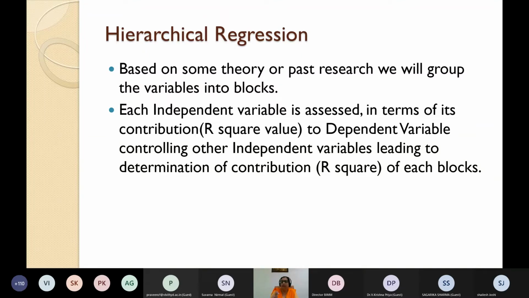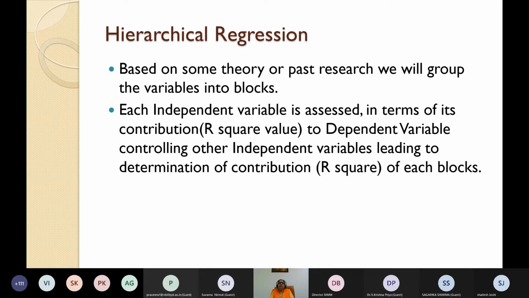As I said, when one variable enters, what's going to be the change in the predicted R square or adjusted R square at each step? So when one variable is there, another variable enters. You are keeping an account of the incremental change in variance when each variable is entered into the regression model.